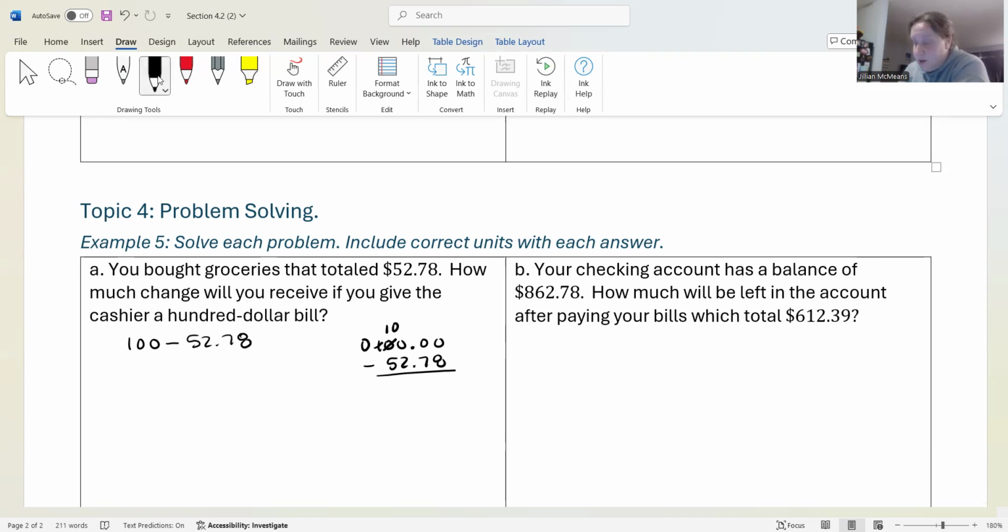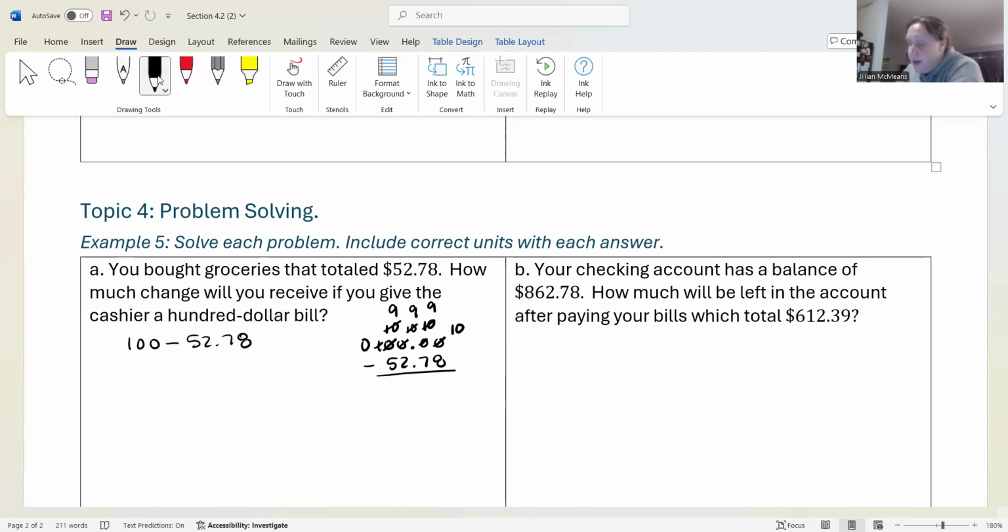Well, I'm still stuck. So I still can't take 8 from 0. I can't borrow from 0 or 0, but I can borrow from 10. So 10 becomes 9, and then the next 0 becomes a 10, which still doesn't help me. So I need to borrow again from the new 10. So the new 10 becomes a 9, and the next 0 becomes a 10, which still hasn't helped me, but I can borrow from the new 10. So the new 10 becomes a 9, and finally my last 0 becomes a 10. So when you have a series of zeros in a row, the last 0 becomes a 10, all of the middle zeros become 9, and then just don't forget to borrow from your first non-zero digit.